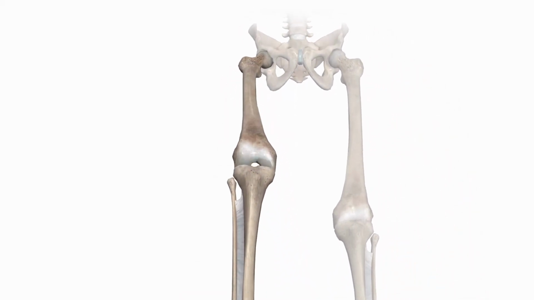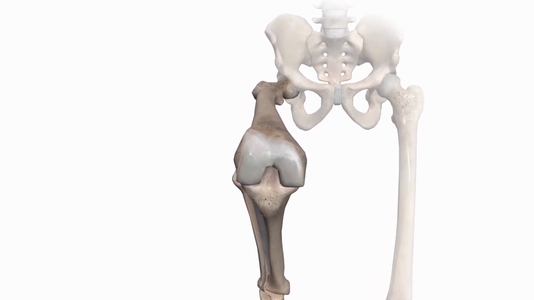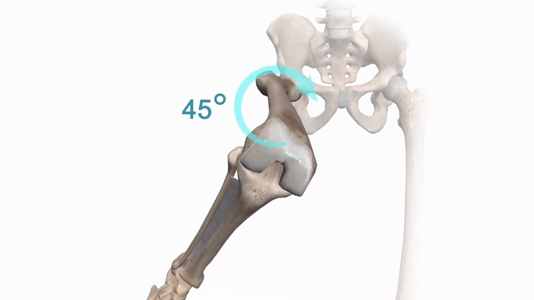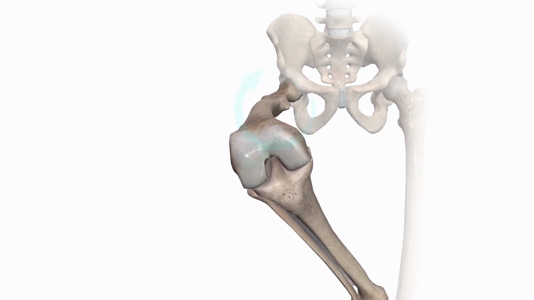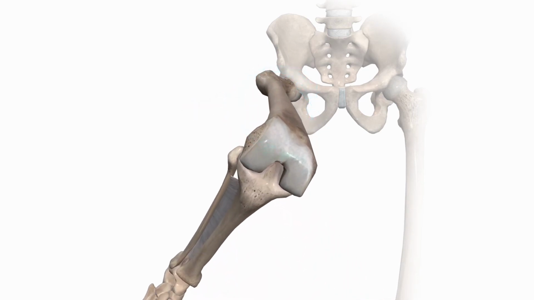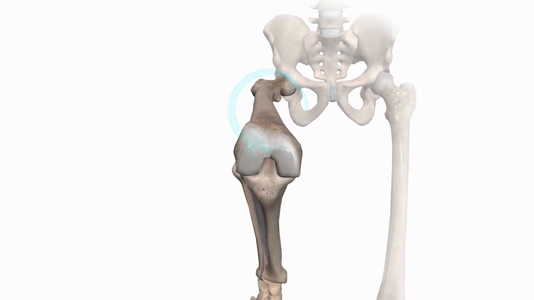In the transverse plane, the hip should be able to internally and externally rotate about 45 degrees in each direction. Adequate hip transverse plane motion is essential for reciprocal motions in the body such as walking, running, and rotational sports like baseball, golf, and tennis.